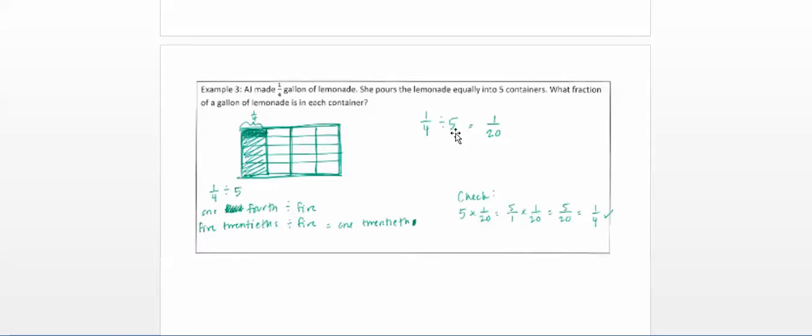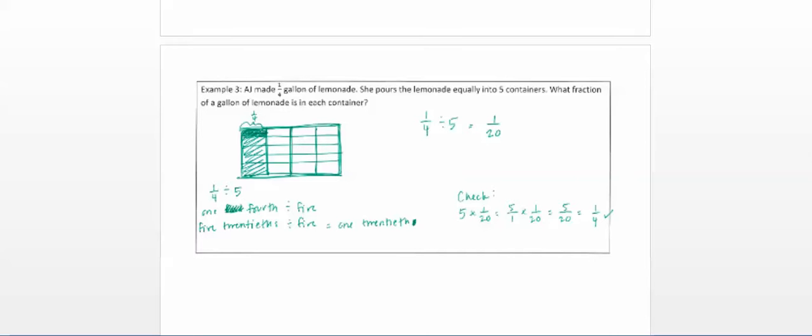Here we do 1/4 divided by 5 is 1/20. And again, the thinking is 5/20 into 5 equal groups, there's 1/20 in each group. 5 containers, each has 1/20 of a gallon. So 5 times 1/20, 5/20, that gets us back to our 1/4 of a gallon.